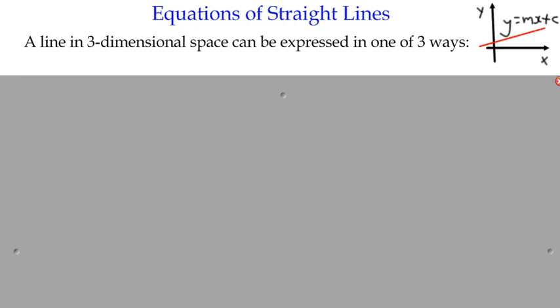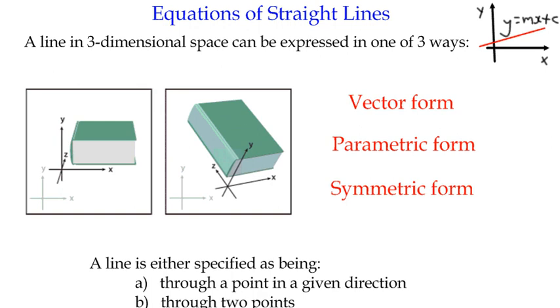There are 3 forms of the equation of a straight line, and these are the forms that are stated here: vector form, parametric and symmetric form. And they all have their own uses. The vector form is the starting point from which we can derive the other 2, and as I said, we use them at different points for different uses.